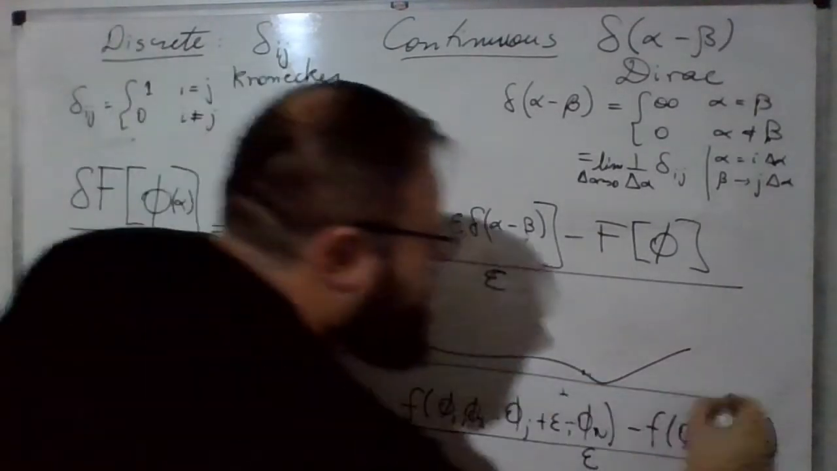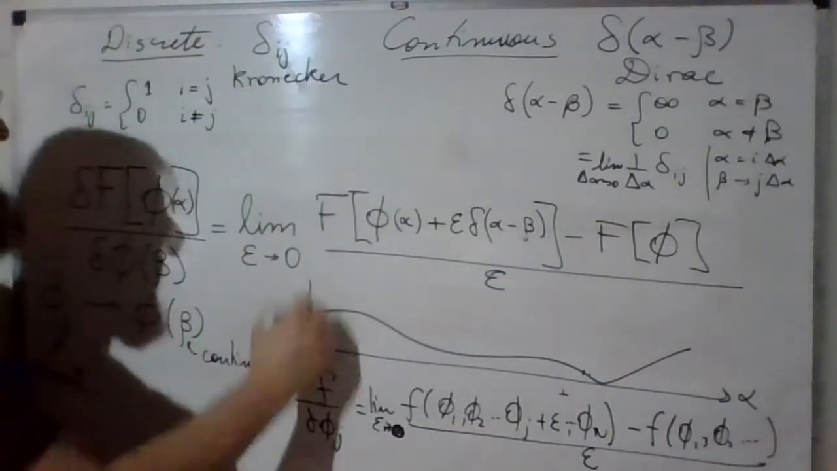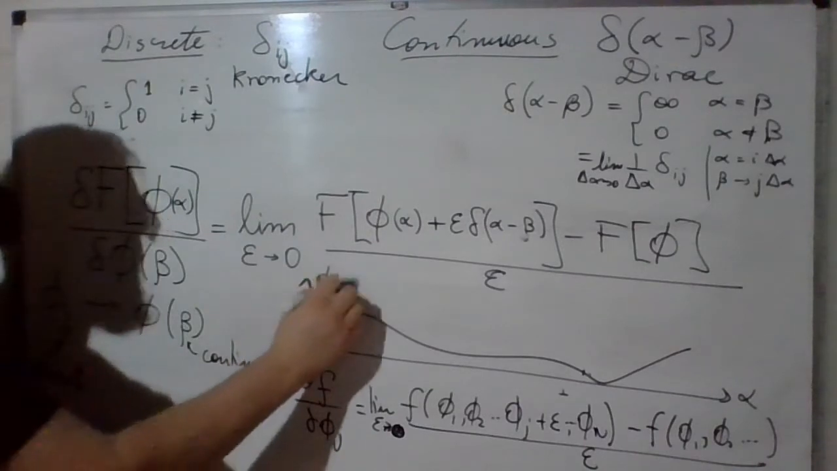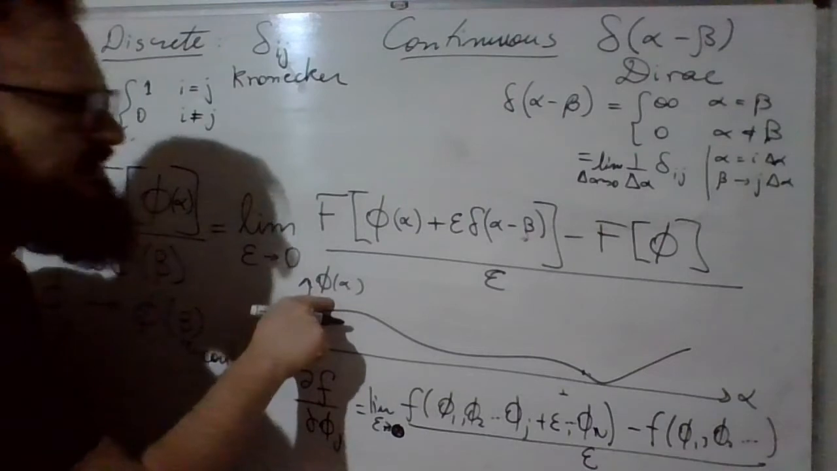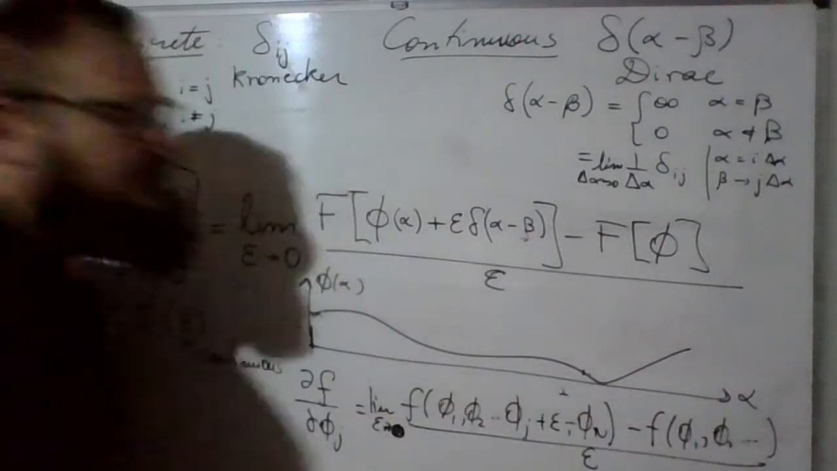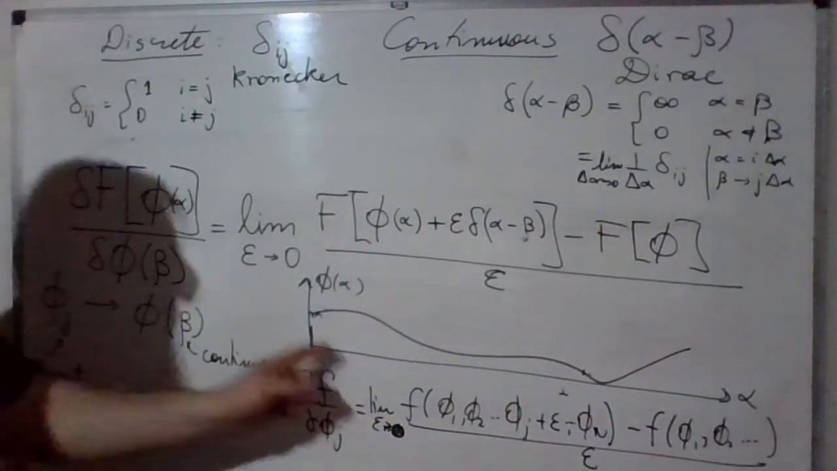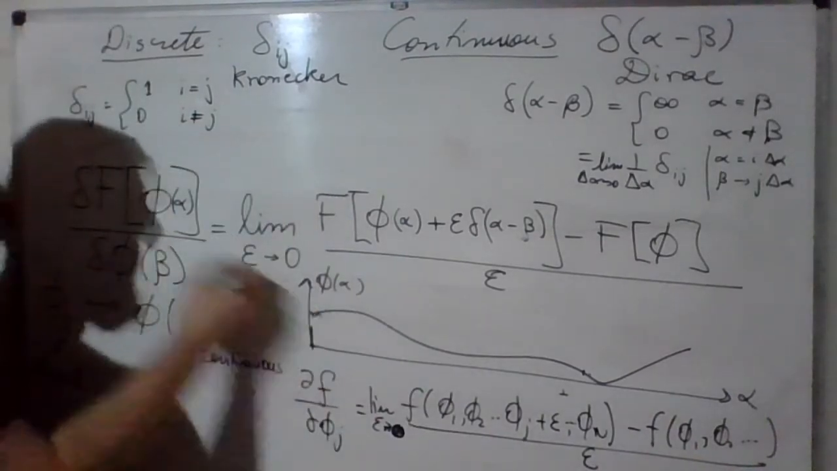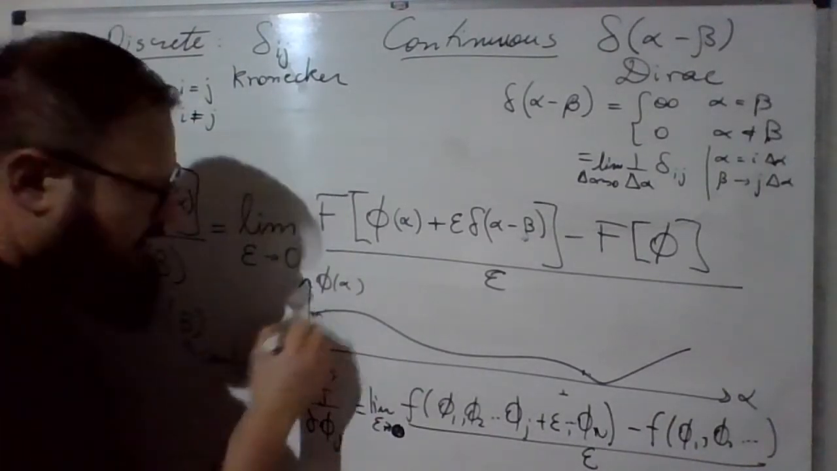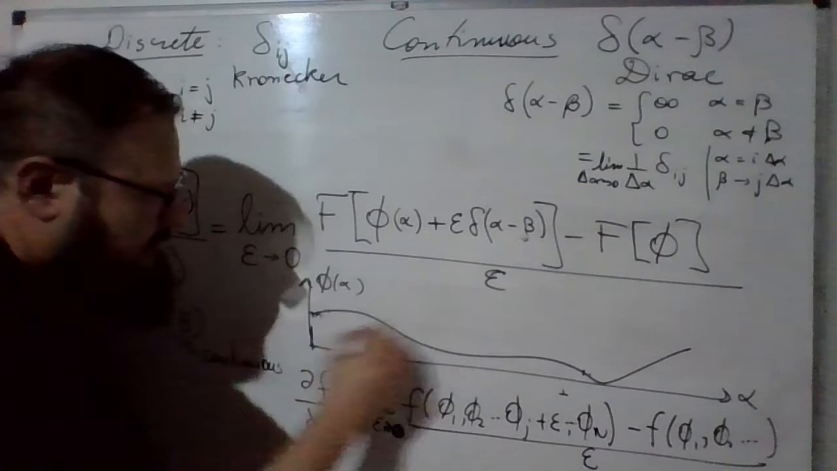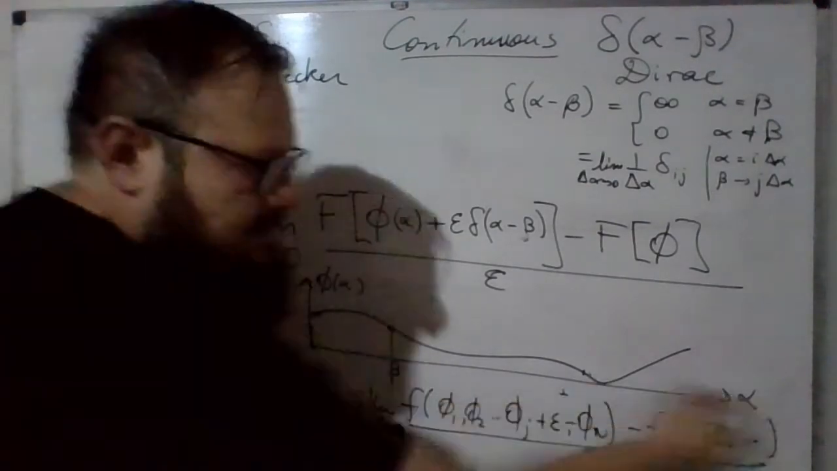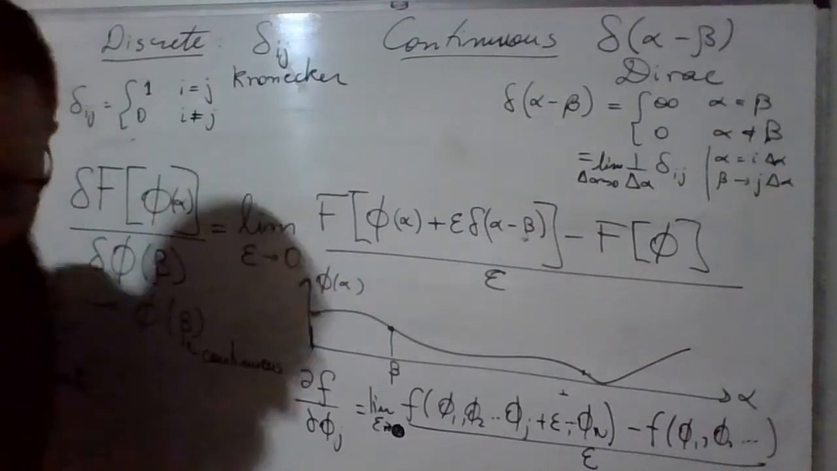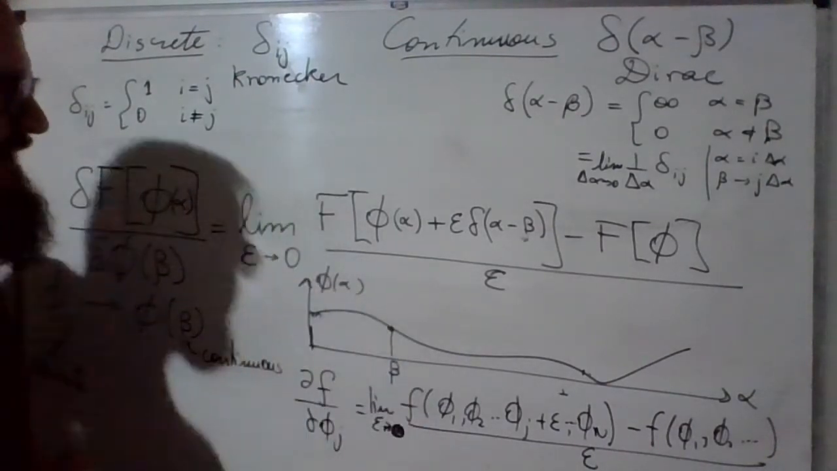This function indexed by the parameter alpha. So phi of alpha, in replacement of phi of subindex j indexed by j, I have a function of alpha because the index becomes a continuous parameter. And at some beta, suppose this is beta, I need to produce a variation.